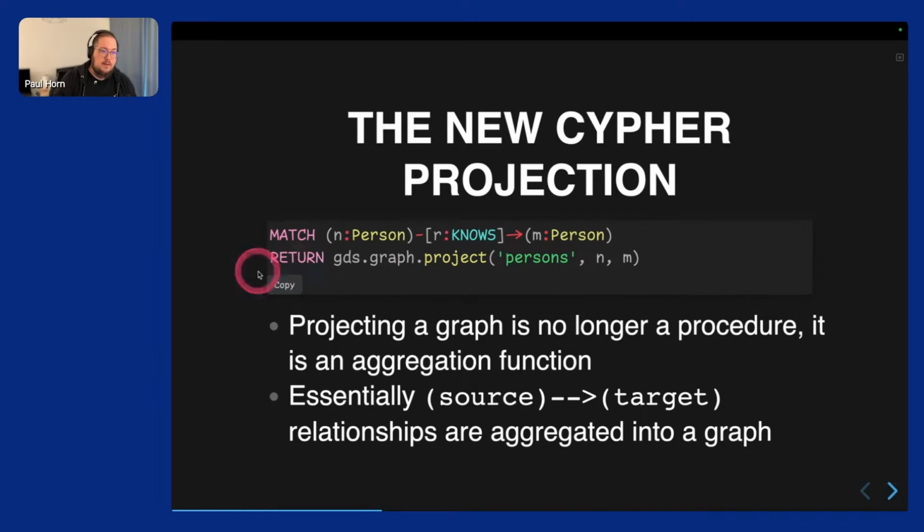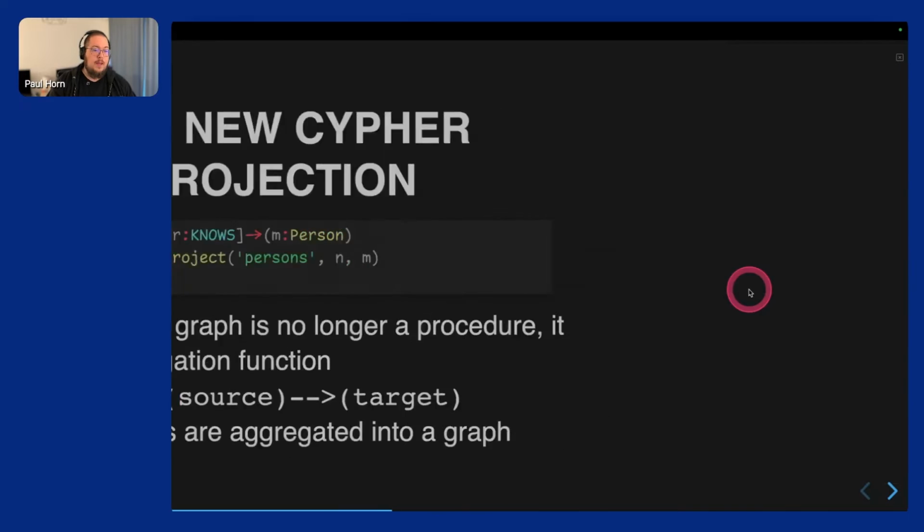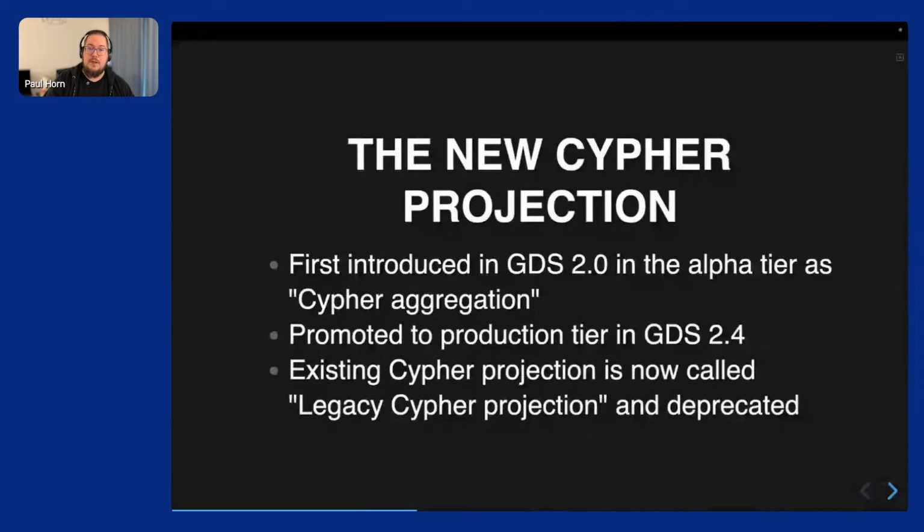So here we have the match, and then in the return position, there's a call to the gds.graph.project aggregation. You have the same persons for the graph, and then you have your n and m, which are your source and target nodes. This new projection had first been introduced in GDS 2.0, back then in the alpha tier and under the name Cypher aggregation. With GDS 2.4, we promoted it to production tier, improved the API a little bit, and it's now the method that we talk about when we say Cypher projection.